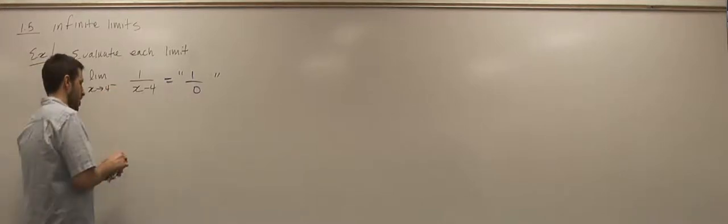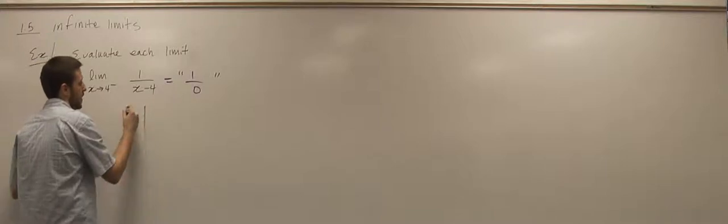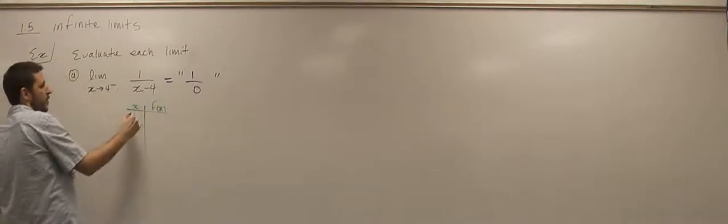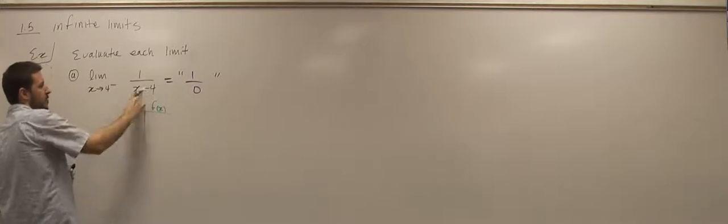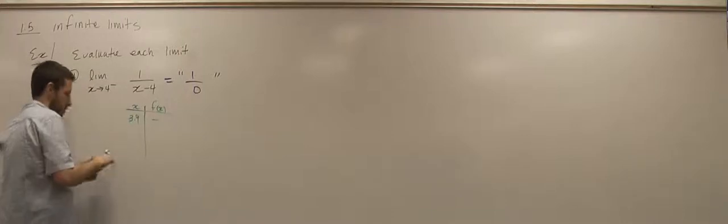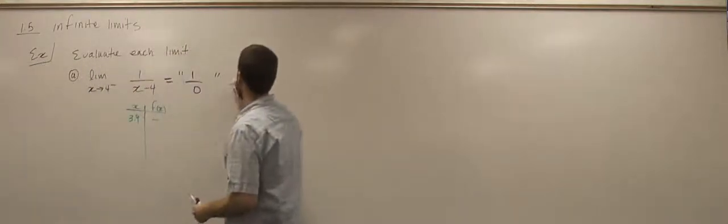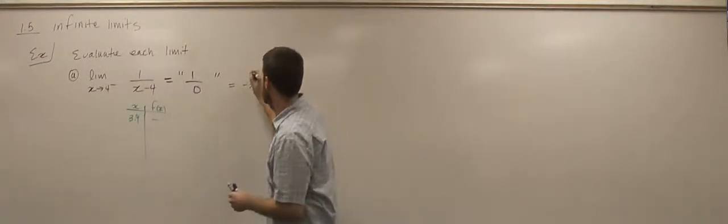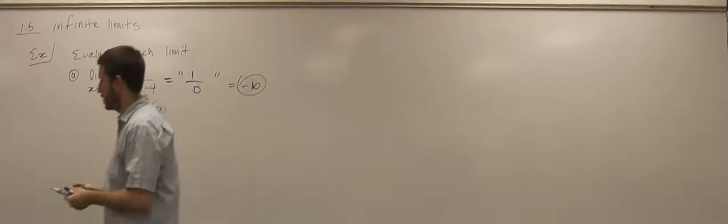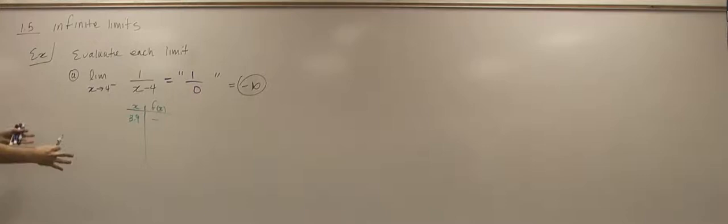So you can do a little chart. And say, okay, here's x, here's f of x. To the left of 4 would be something like 3.9. What happens when you plug 3.9 in here? Negative, right? So this goes to what? Negative infinity. So that's kind of the simplest possible example or problem I could give you with an infinite limit.